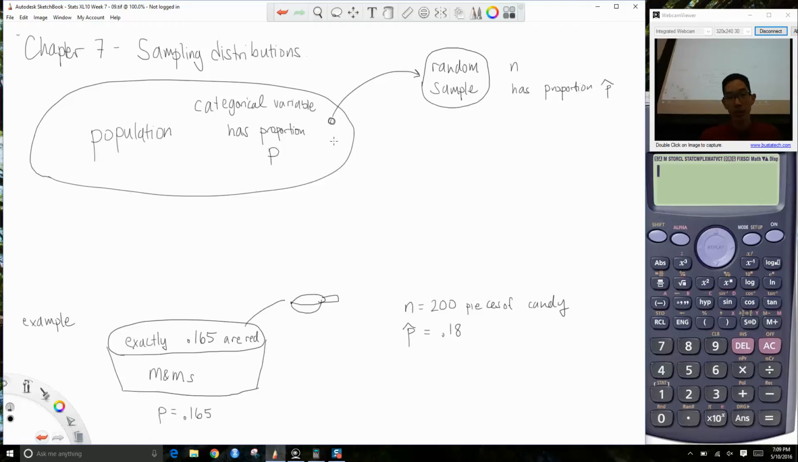And then what we do is we go to the population again, and we draw another random sample, okay? We'll call this sample 2.